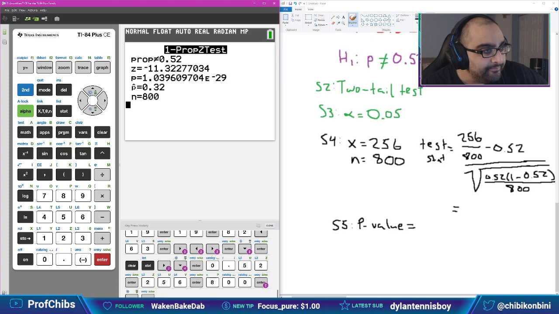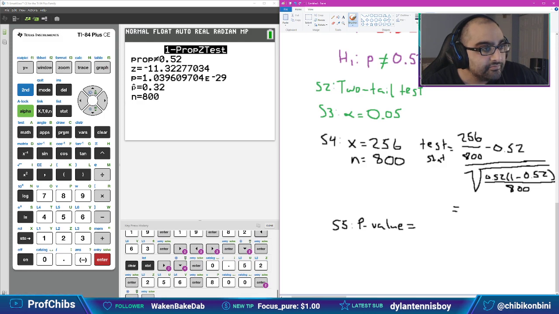All right, let's go over our answers here. Let's use orange. We have our first value here, which is our test stat. Our test stat here is going to be negative 11.3228. That's going to be our test stat in this instance. Now, we also have the p-value here.